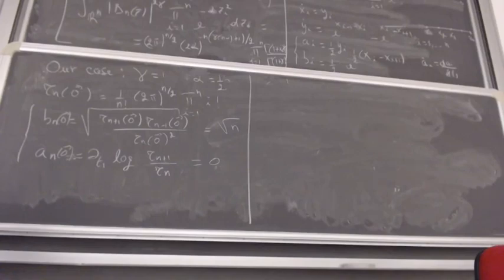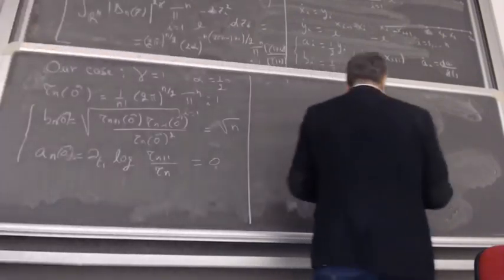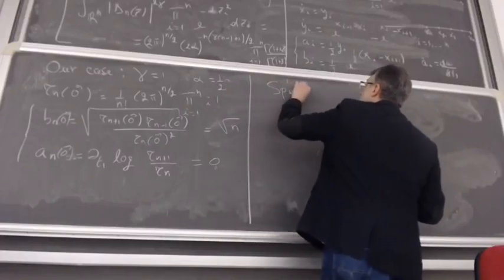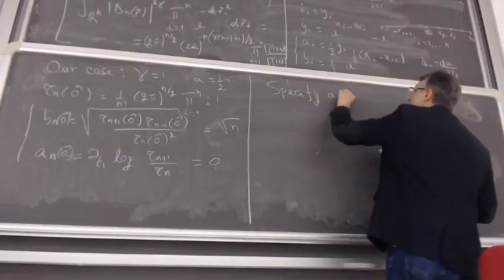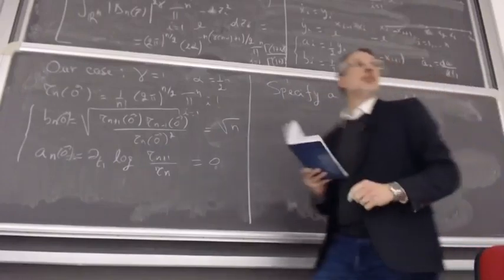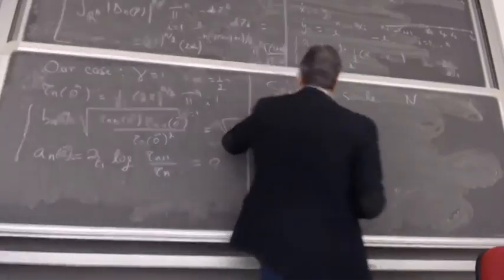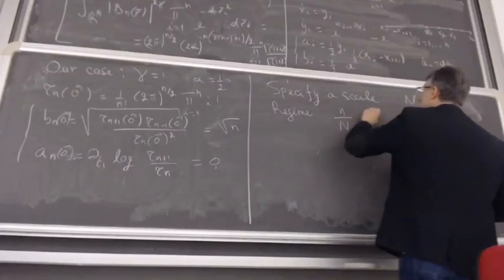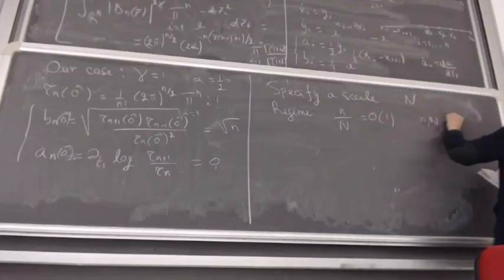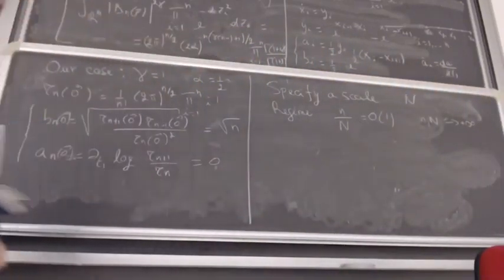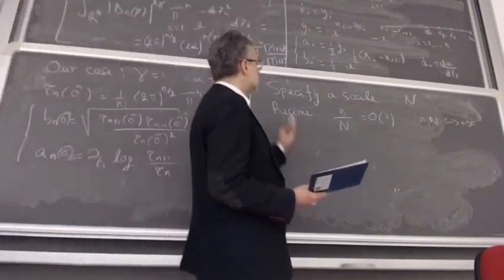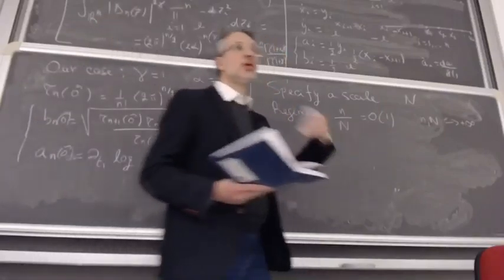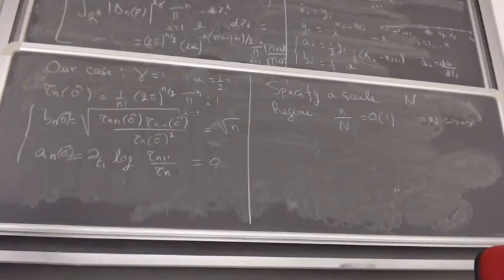What happens if n tends to infinity? In order to do this, we first need to specify a scale, which I call capital N, and then the regime we're interested in is the regime where small n divided by capital N is of order 1 when both tend to infinity. So this is how we set up the thermodynamic limit. We fix a scale, we introduce a parameter capital N, which is meant to be large, and then the regime we look at is the regime of small n which are comparable, of the same order of capital N.